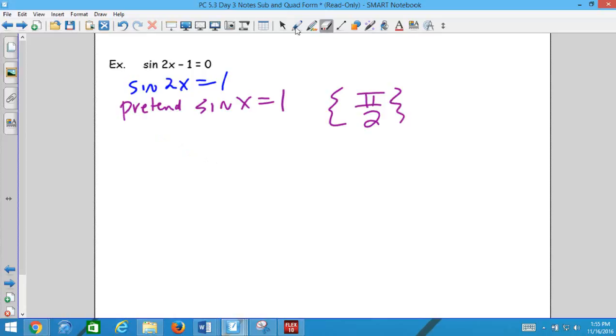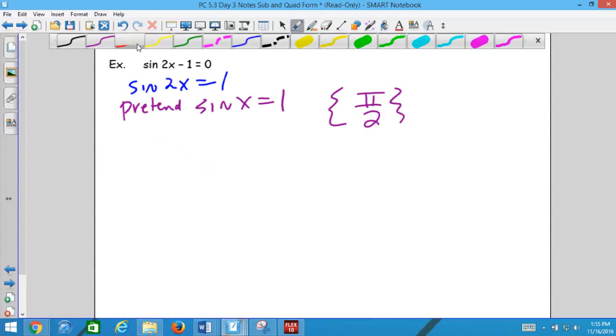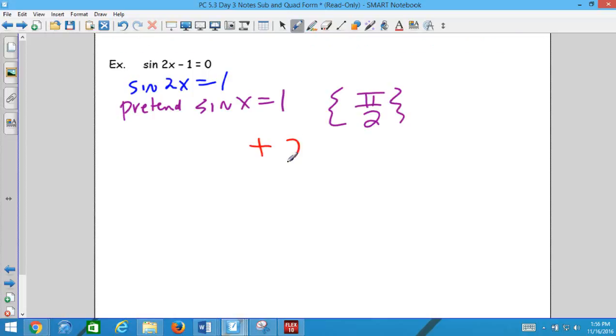What I want to say is, because it is sine 2x, that means there are 2 full cycles that got squished into 1, 0 to 2 pi. So we have this pi over 2, but then we add on another full cycle and find a second x-intercept 1 more full cycle later. Because we have 2 full cycles that got squished into 0 to 2 pi, we're going to find that second x-intercept before it got squished.